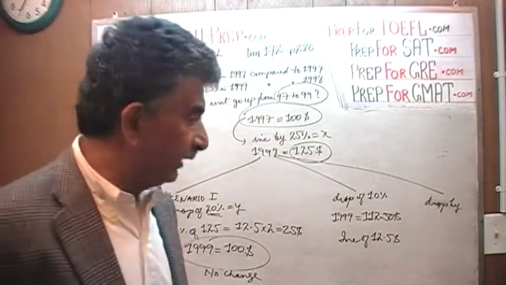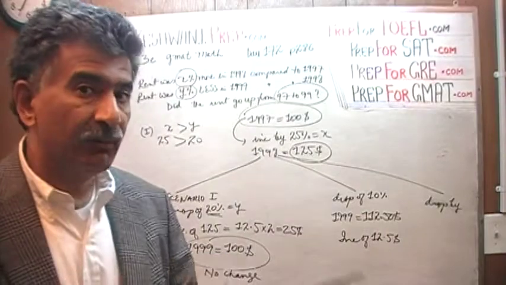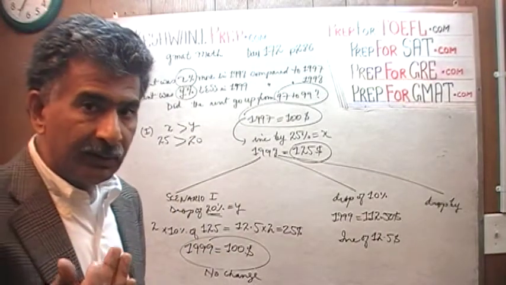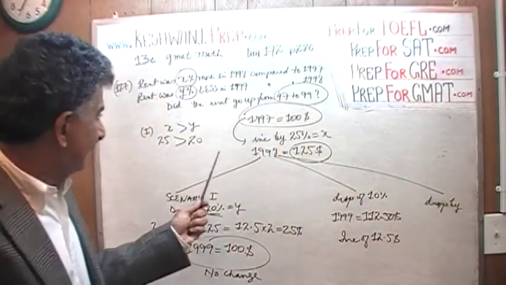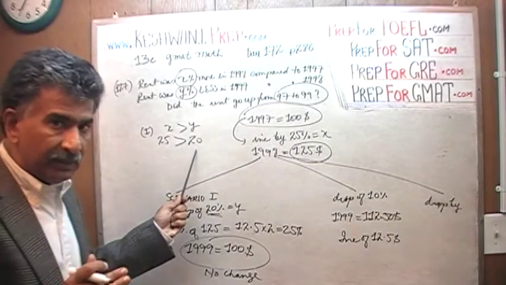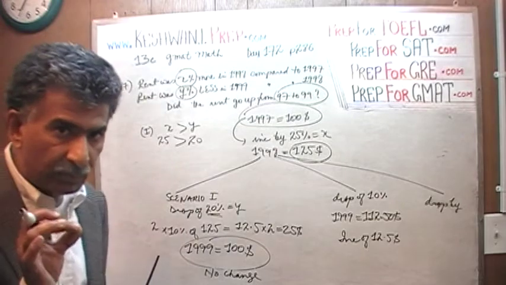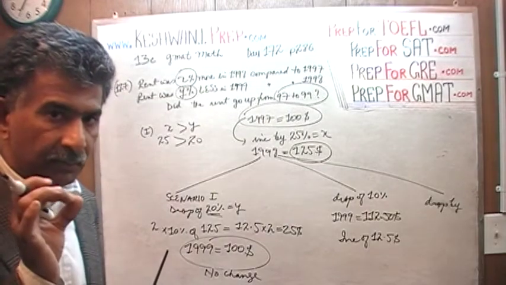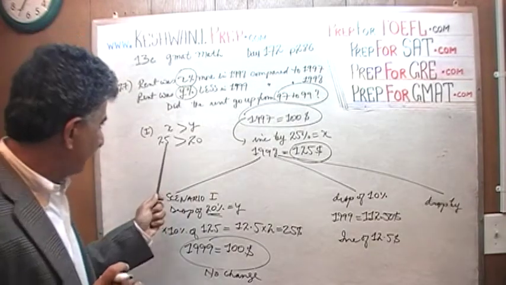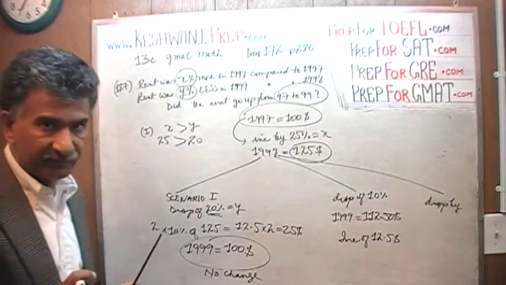But what I'm trying to make you understand is there is also a possibility where the rent may actually have gone down. As long as the rent drops by something between 20% and 25%, more than 20% but less than 25%, it has to be less than 25% because X has to be more than Y, that's the condition.